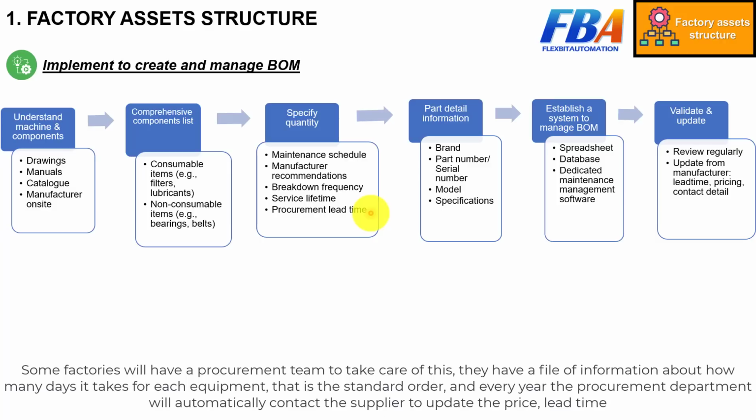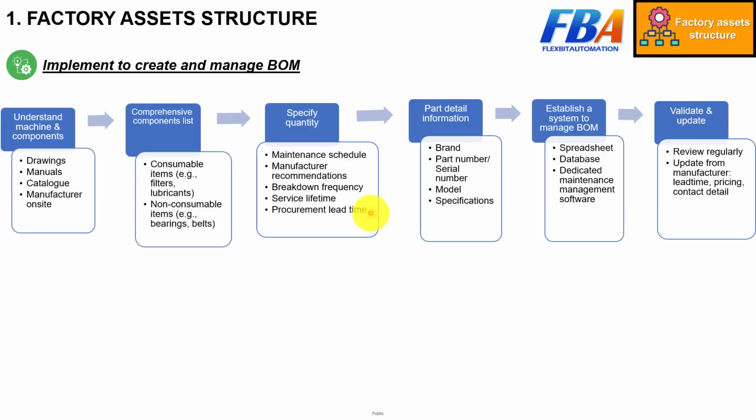Some factories will have a procurement team to take care of this. They have a file of information about how many days it takes for each piece of equipment. That is the standard order. And every year the procurement department will automatically contact the supplier to update the price and the lead time.